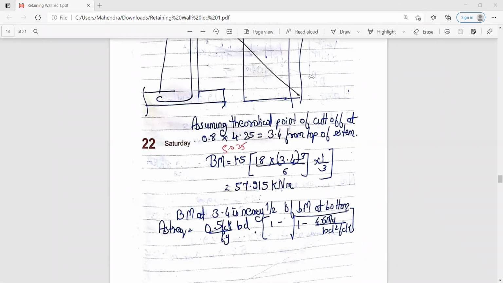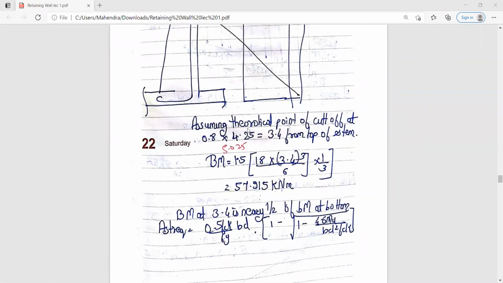Yes, theoretical point of cutoff का height, we are going to consider it as 4.25. That is 0.8 into 4.25. You can consider 4.25 as the height, or you can consider the total height of the stem, that is 5.025. So आप दोनों में से कुछ भी consider कर सकते हो as it is designing. So I'd consider 4.25, or you can consider the total height also, that is 5.025, जो total height of the stem हमारा आया था. It depends upon us how much height you have to consider.